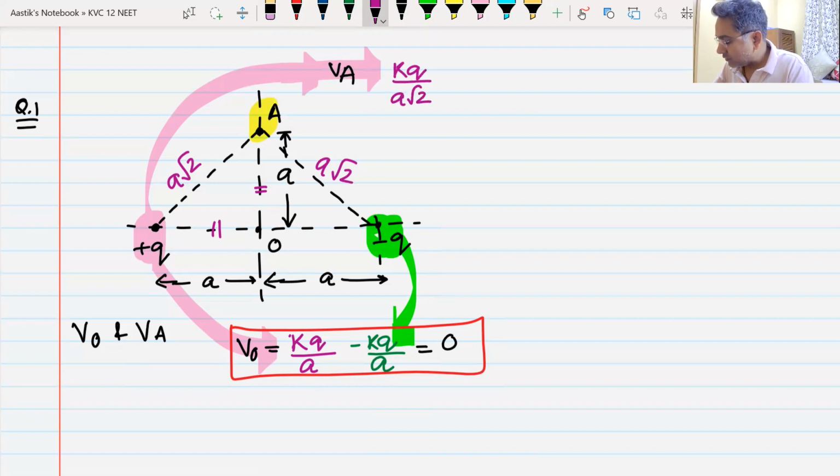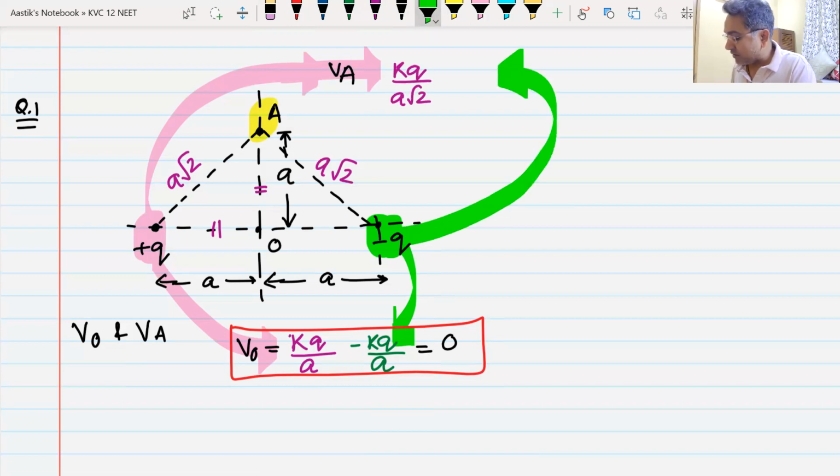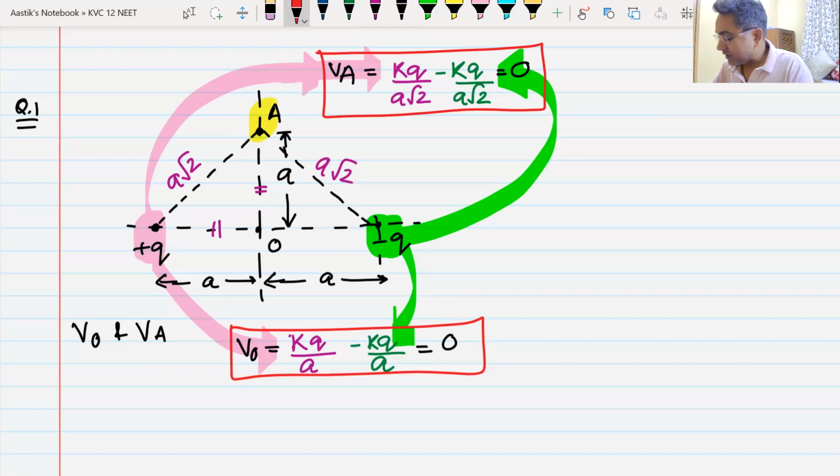Yes. Now let me find out the potential because of this charge. How much is the potential because of this charge at point A? Minus KQ by A root 2. What do you see? What is the net potential, bacha? 0, sir. So the net potential at point O and A both are 0. Do we understand this? Yes, sir.